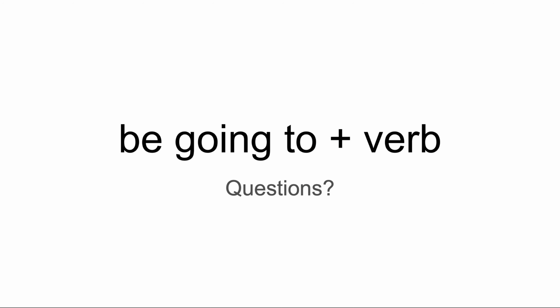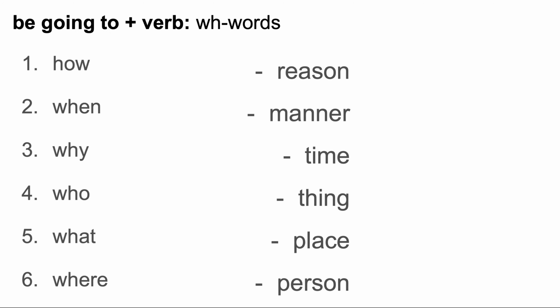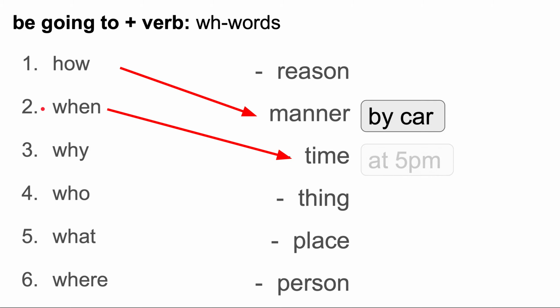Okay, now let's look at how to make questions with be going to plus verb. So, before we start, let's review our WH words. We have 6 of them. We use how for manner. How are you going to school? By car. We use when for time. When are you going to school? At 5 p.m. We use why for reason. Why are you going to study? Just because.